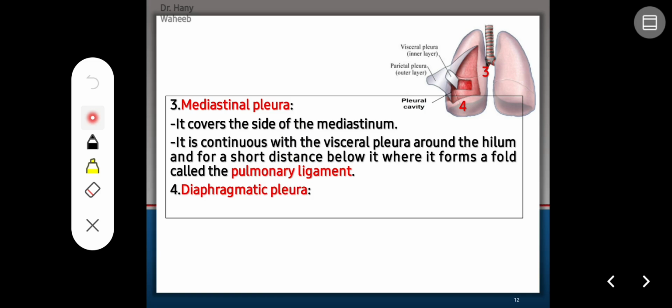Number 4, the last part of the parietal pleura is diaphragmatic pleura, which is the part of the parietal pleura covering the upper surface of the diaphragm. Again, the 4 regional parts of the parietal pleura include cervical pleura, dome of the pleura, and costal or costovertebral pleura, which lines the inner aspect of thoracic wall, mediastinal pleura, which covers the side of the mediastinum, and the diaphragmatic pleura, which covers the upper surface of the diaphragm.